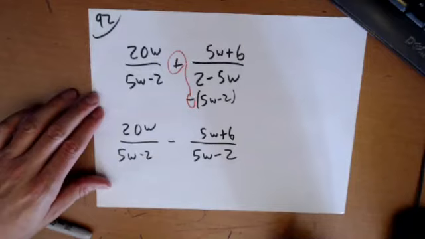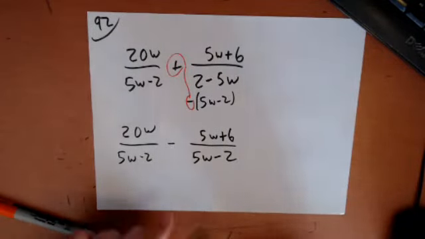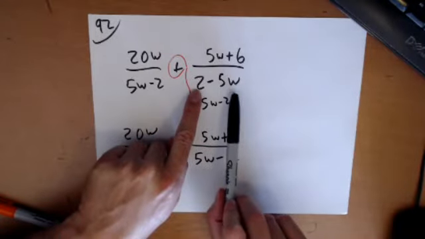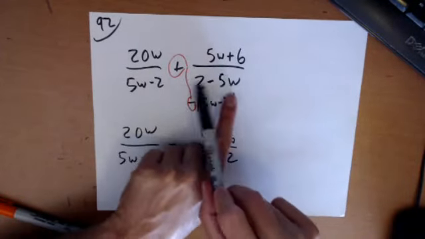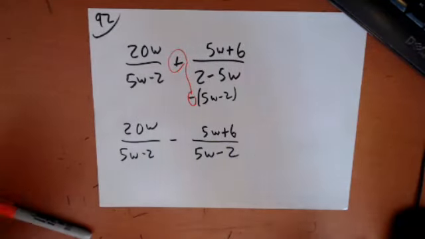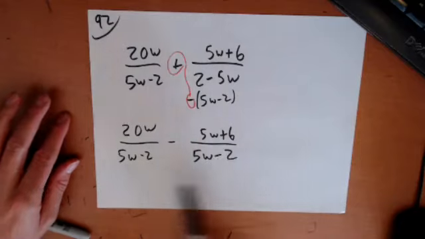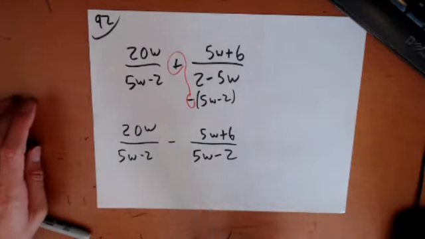Okay, make sure you're cool with what just happened. This is a common occurrence. 2 minus 5w, I wish it was 5w minus 2. So I spin it and change that sign. Spun, sign changed. So please pause, make sure you're cool with what just happened. That trick's going to keep happening a lot.